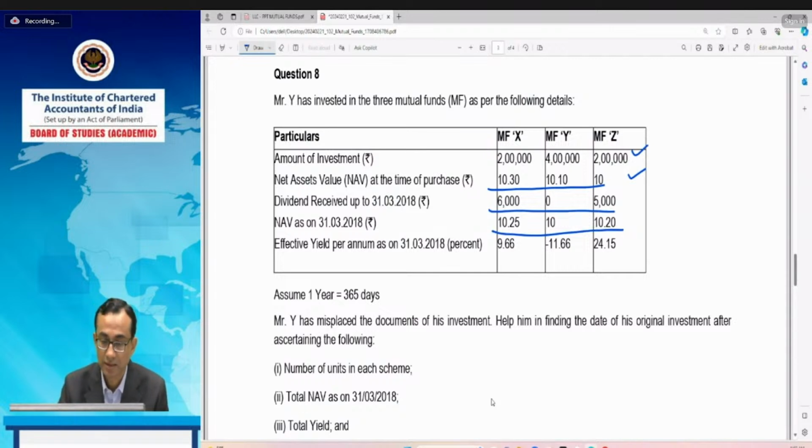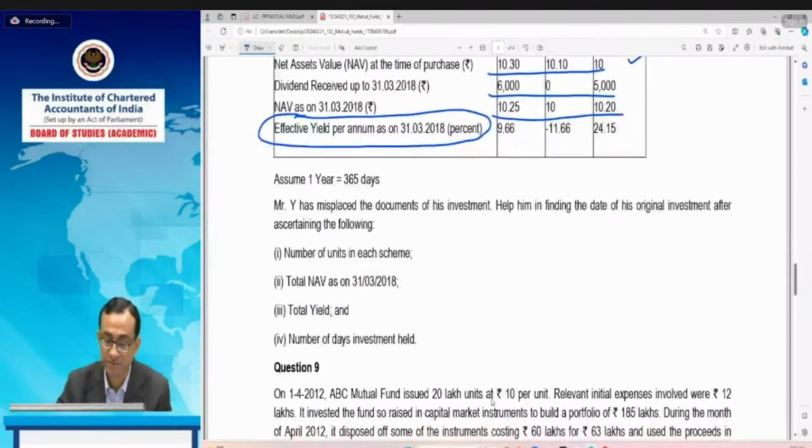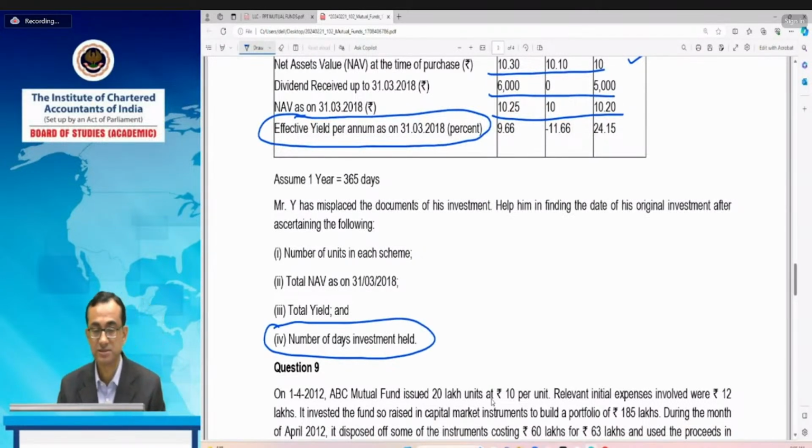One difference is that in the previous question, the number of days the investment was held was given. But in this question, the effective yield is given. You can observe this effective yield is not required to be calculated. We have to calculate the number of days the investment was held. In the earlier question, we were required to calculate total effective yield, but in this question, total effective yield is given and you have to calculate the number of days. So this is one small change. Otherwise, the question is the same.